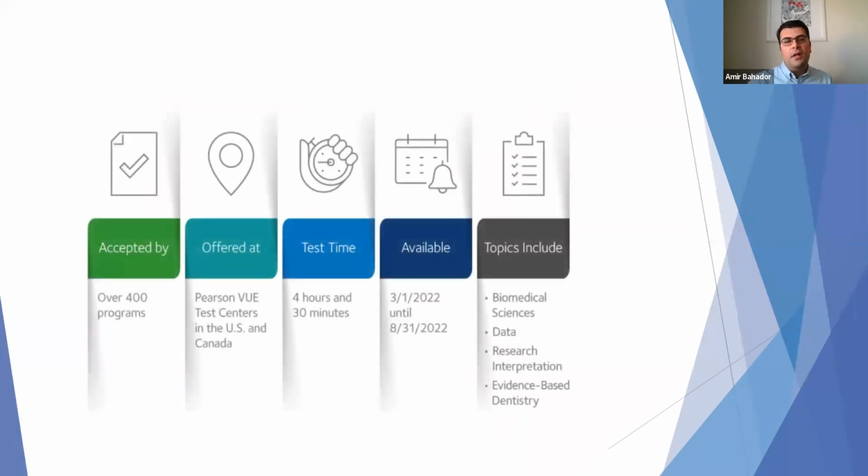Here's a small summary about what I told you before. The ADAT exam is accepted by over 400 programs in the United States and Canada. It's offered at Pearson VUE test centers in the United States and Canada. The test time is 4 hours and 30 minutes. The availability period of the exam is from March 1st of each year to August 31st. And the topics include biomedical science, clinical science, and data research interpretation.